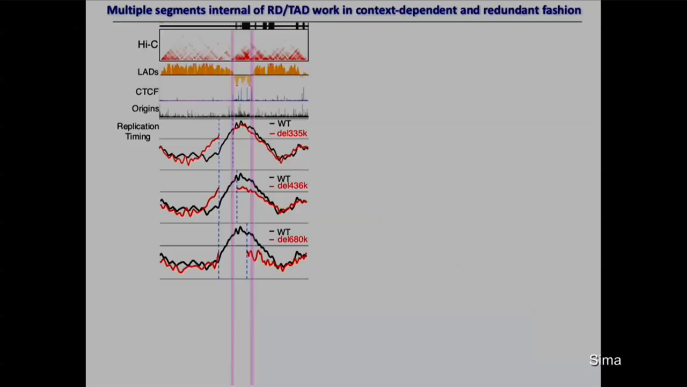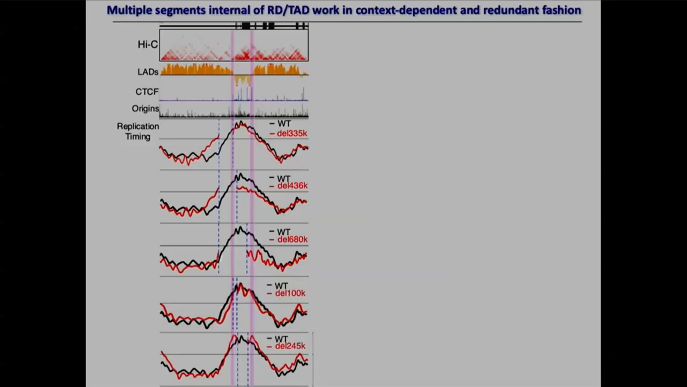What's very interesting and surprising, with those 335 kb being present, deletion of the internal DNA sequences at the size of 100 kb or 245 kb did not alter replication timing of the DPPA domain, suggesting that those internal DNA sequences work in a context-dependent manner, and they're also redundant.